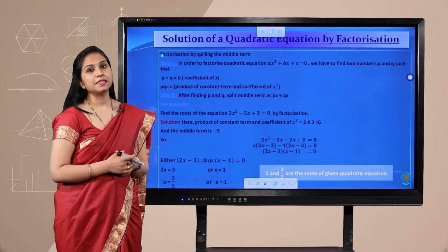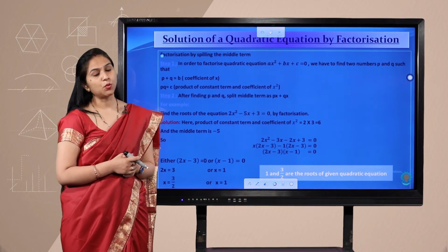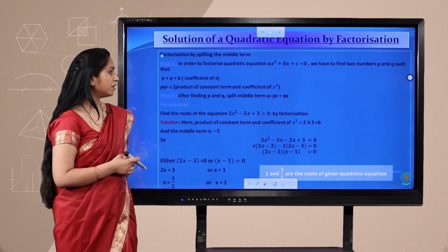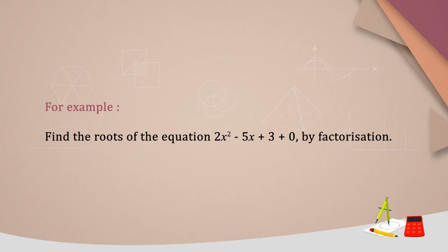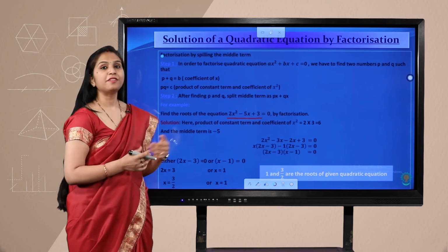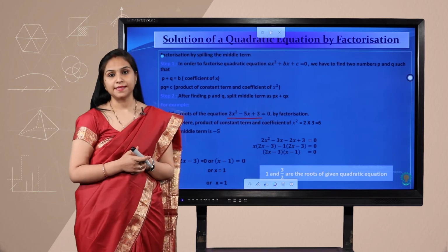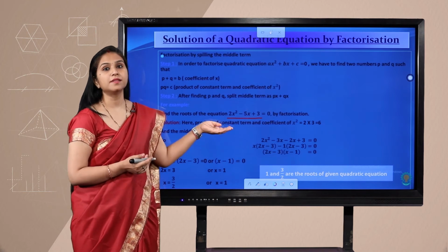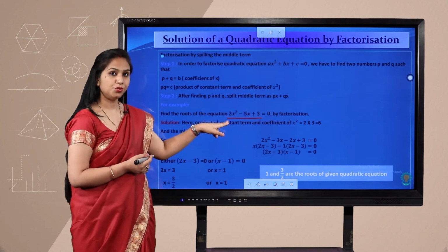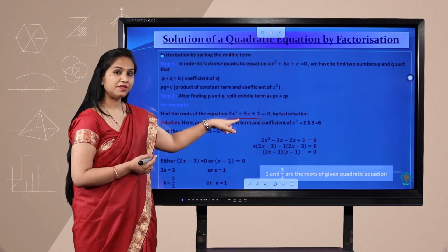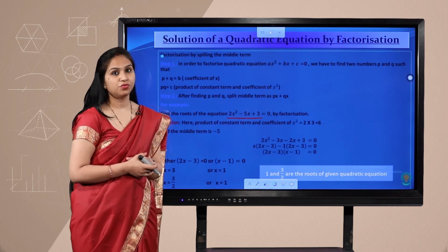To understand this in a better way, let us consider one example. Here, let us find the factors of the given equation 2x square minus 5x plus 3. As I discussed, to find this, first we will find the values of a, b and c. On comparing this equation to the standard equation, here a is equal to 2, b is equal to minus 5 and c is equal to 3.